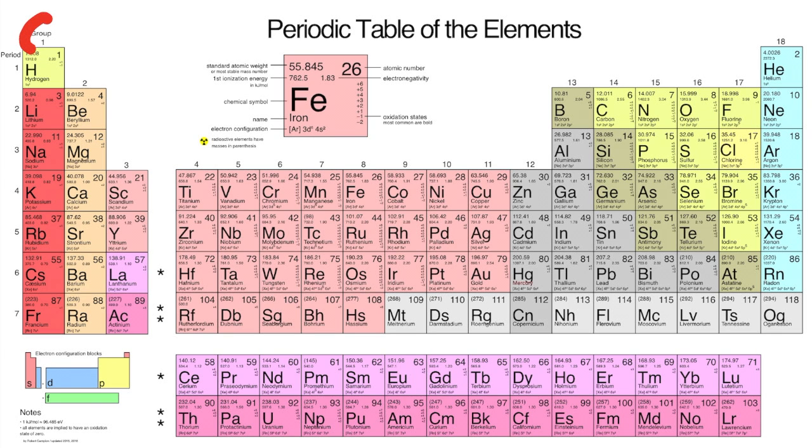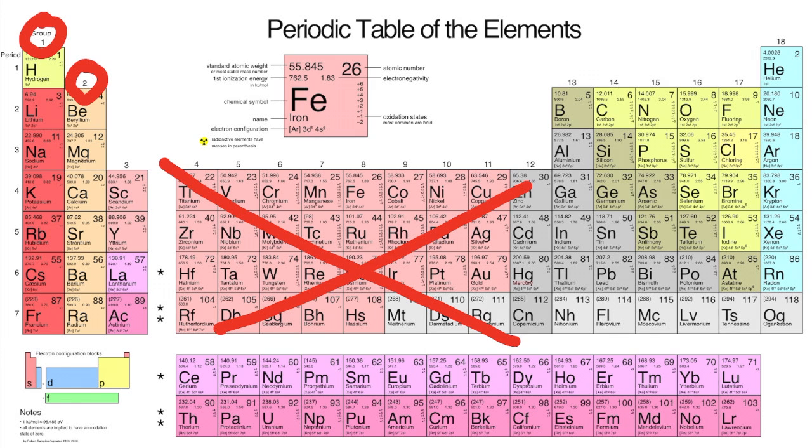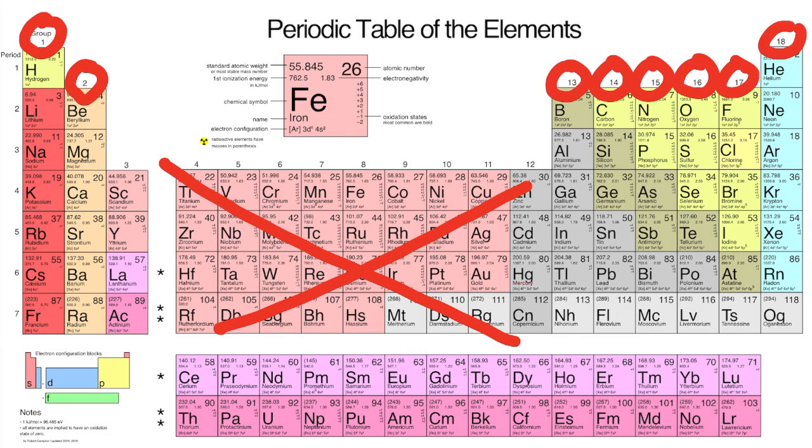Groups are the columns of the periodic table, and you can find the number of valence electrons by looking at the group number. Group 1 has 1 valence, 2 has 2. Skip the middle part, it isn't involved in organic bonding anyways. Group 13 has 3, 14 has 4, and so on. Now, back to the bonding.